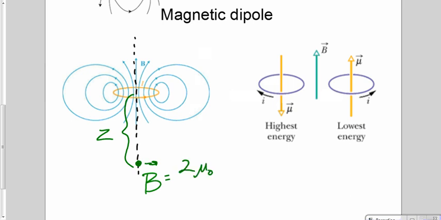2 mu naught over 4 pi times pi r squared, where r is the radius of the loop of wire, times the current, all over z cubed. Now that's a big mess, and you might think, well, wait a minute, why are you writing a pi on the top and the bottom, and you've got a 2 on the top and a 4 on the bottom? That's a little strange. Well, there's actually a reason for that. And let me see if I can bring the other equation down and show you why.